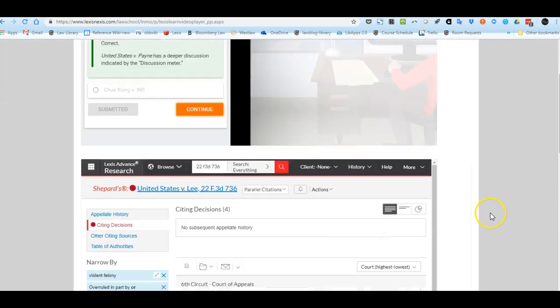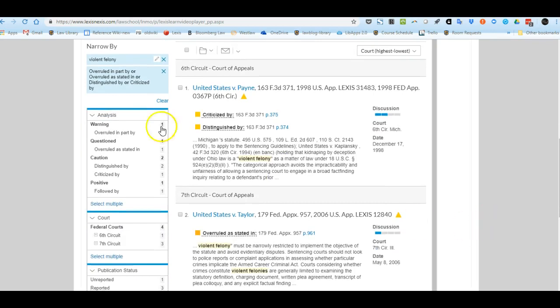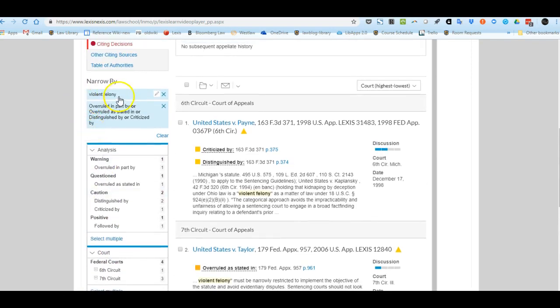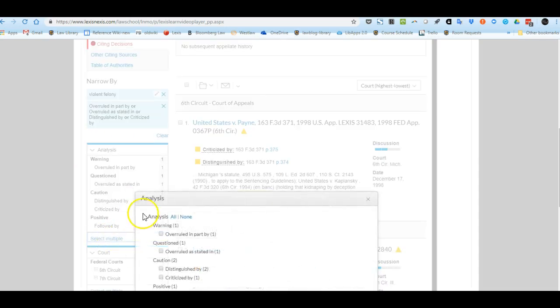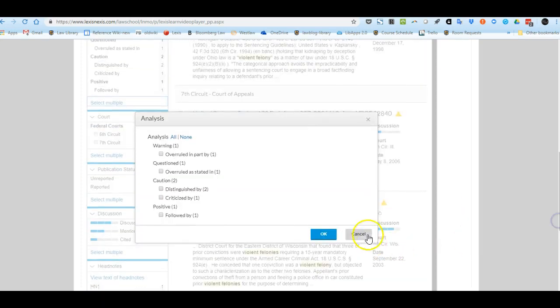Okay, so going down, what I wanted to show you, I won't make you walk us through, but I first did the search within results filter for violent felony, which is what we've been working with. And then for the analysis, so I could see all of the negative analysis, I went to select multiple. And then I just clicked off the negative ones: warning, questioned, and caution. And then just basically clicked on OK.